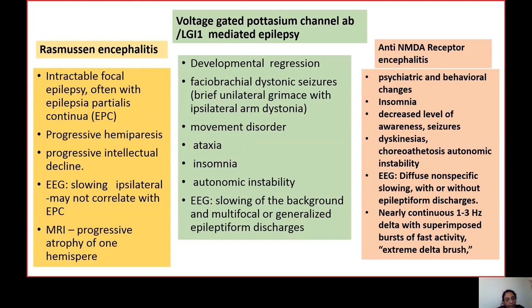So if you do an MRI one day, like today, and you see some sort of atrophy, and then you repeat it in 3 months or 6 months, you will see it has progressively worsened.